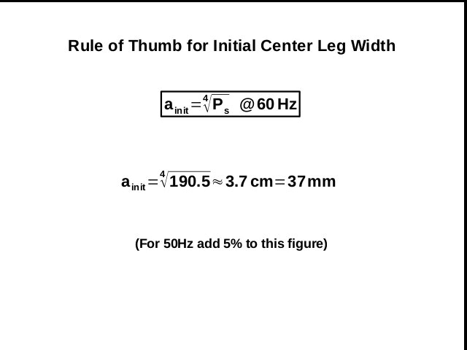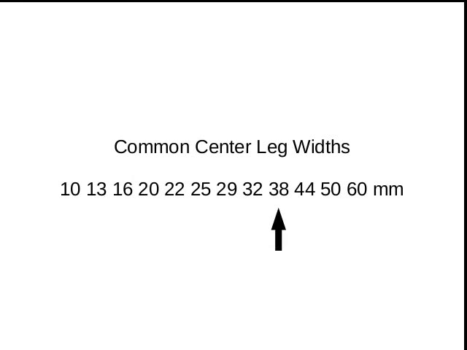A good rule of thumb is to extract the 4th root of the power rating. This will give you an initial guess for the center leg in centimeters. But it is only valid for laminations whose dimensions guard the relation we are discussing in this video. Our transformer is rated at 190.5 VA, which will give us 3.7 centimeters or 37 millimeters. The closest value from our table of available core sizes is 38 millimeters.